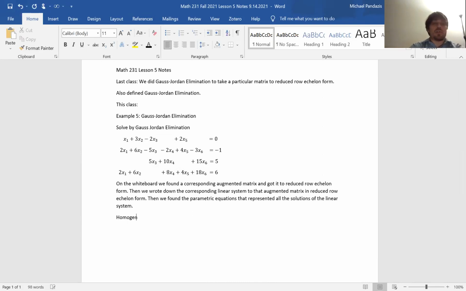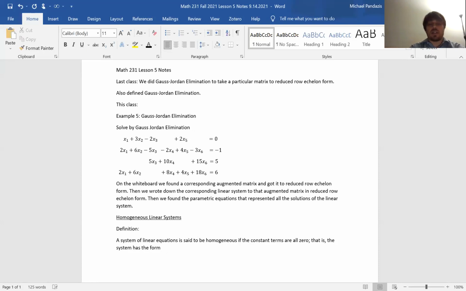So now we're going to talk about homogeneous linear systems. Okay, so homogeneous linear systems are just linear systems where the constants on the right-hand side are all 0. So I'm going to write that down. Definition. A system of linear equations is said to be homogeneous if the constant terms are all 0. That is, the system has the following form.